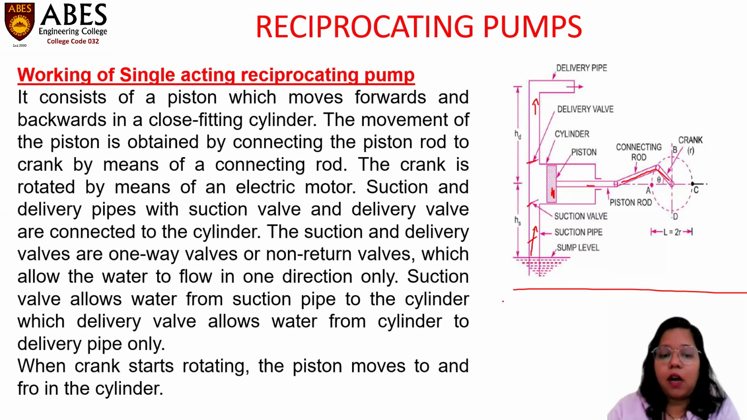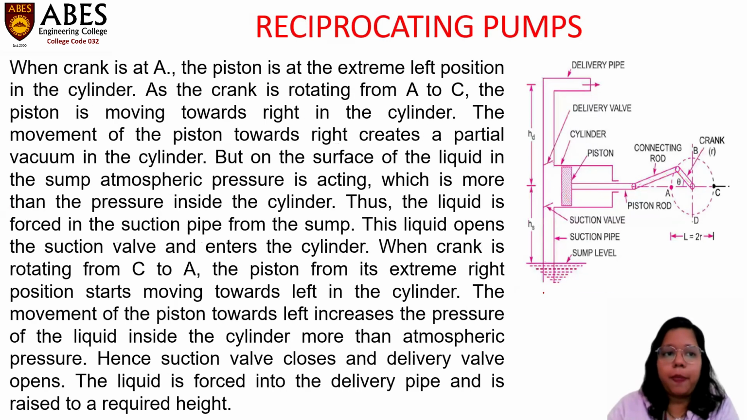only. When the crank starts rotating, the piston moves to and fro in the cylinder. With the movement of this crank, the piston moves to and fro in the cylinder. So when the crank is at position A, it means the piston is at the extreme left position of the cylinder. Here.